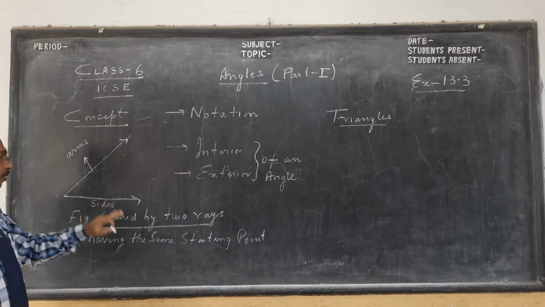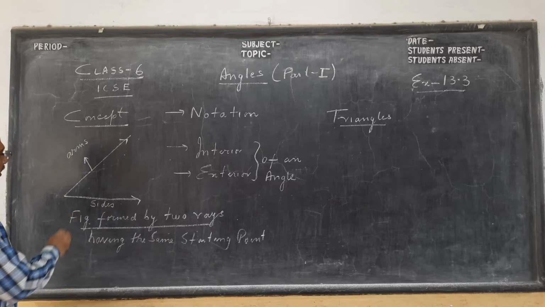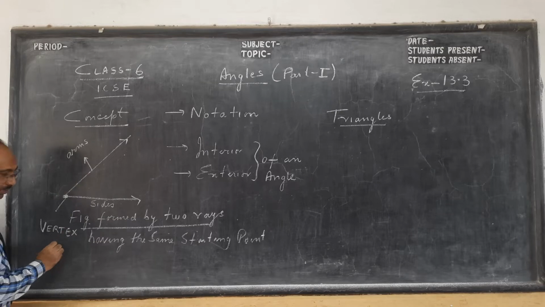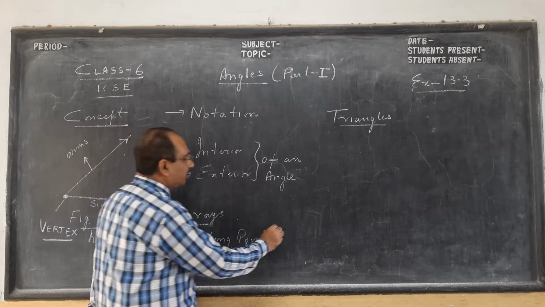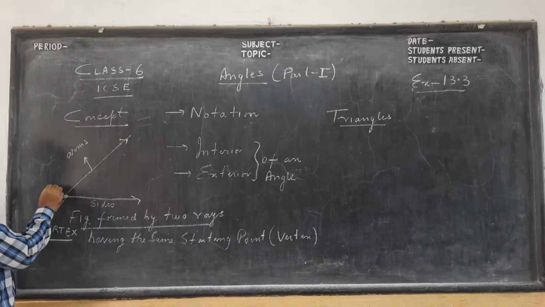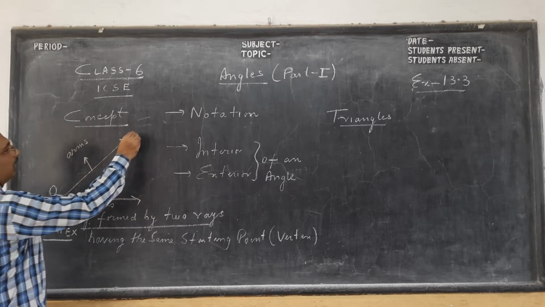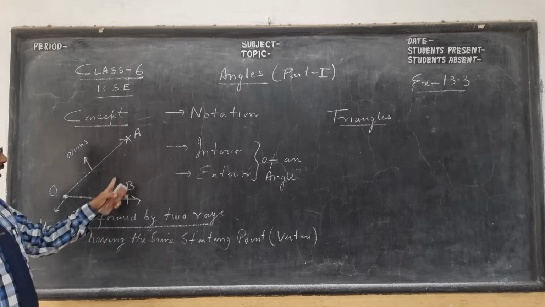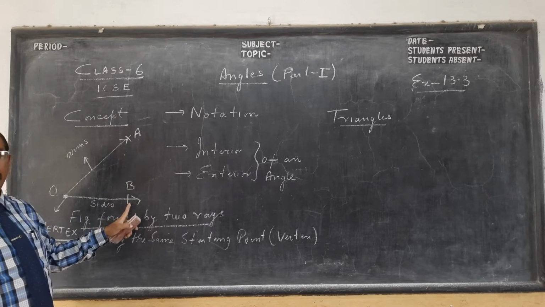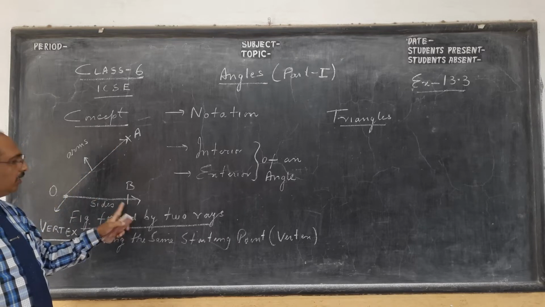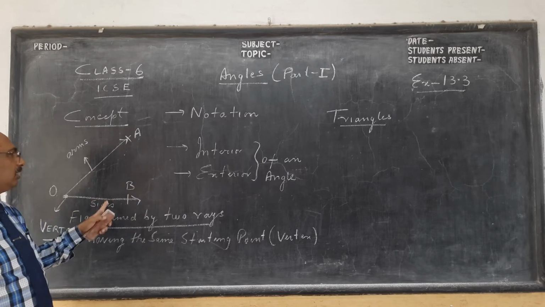What is an angle? A figure formed by two rays. It has a starting point, and that starting point, children, is called a vertex, the same starting point of both rays. Here this is my vertex. If I name it, it is O. Let this be A here and this be B. So OA and OB are segments. But if I don't mark B, it's a ray, it can go up to infinity.